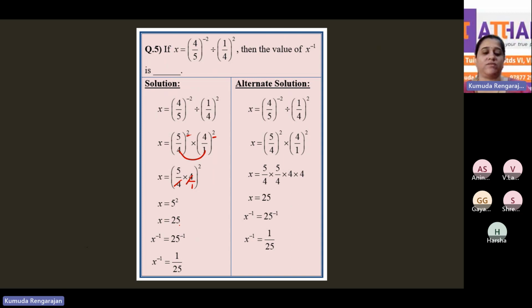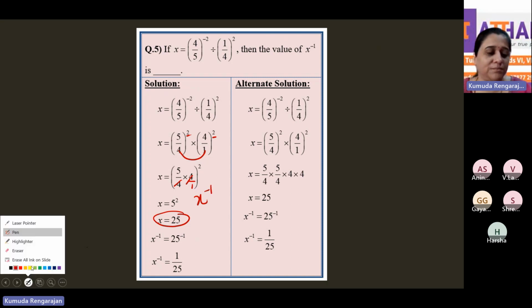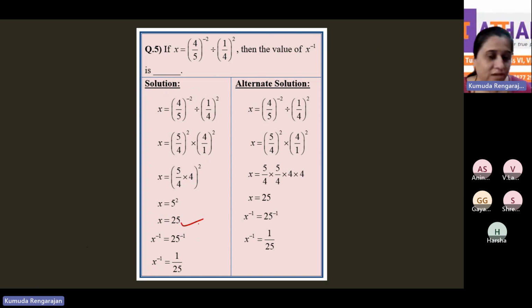5 square is 25. Now we got the value of x, but the question is to find the value of x to the power minus 1. So if x is 25, x to the power minus 1 will be 25 to the power minus 1. First find the value of x. Then x to the power minus 1 is 25 to the power minus 1 or 1 by 25.